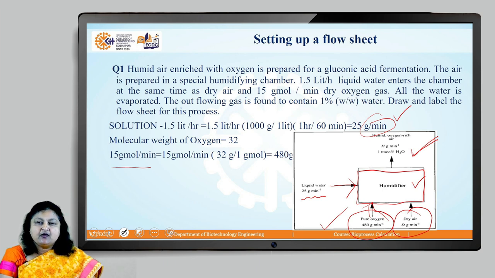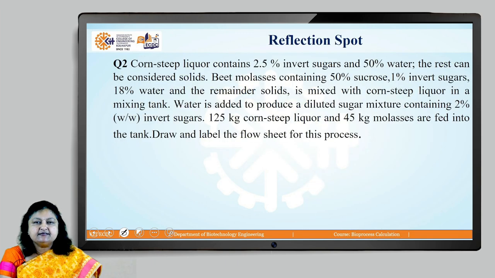In this way, we will develop the flow sheet for different processes, and this flow sheet helps us to write the mass balance table. And once we write the mass balance table, then we can easily calculate the unknown quantities in the process. Now, students, I request you to draw one more flow sheet for the given process.